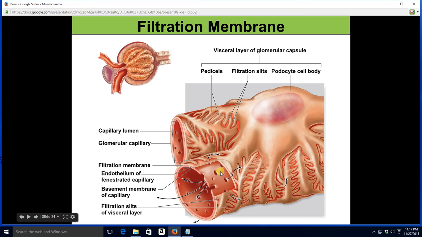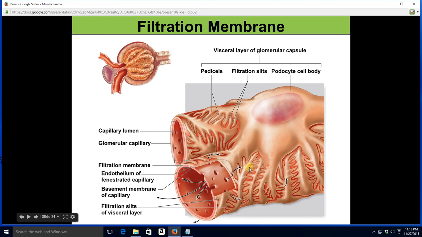The fenestrated capillary walls are not the only filtering devices, though. This is our podocyte. Remember, the visceral layer of the glomerular capsule is made up of cells called podocytes. Here's the body of the podocyte. And look, he's got all these feet that stick out of him, and the feet have feet. And notice how the feet and the feet of the feet interdigitate, yielding just little small spaces, slits for filtration. And only little small things can get through there.